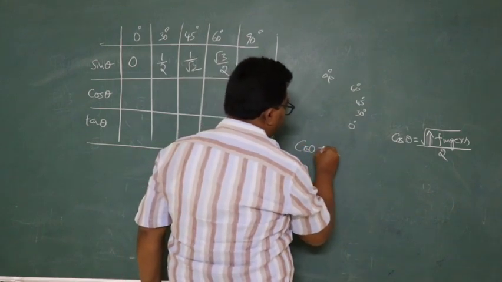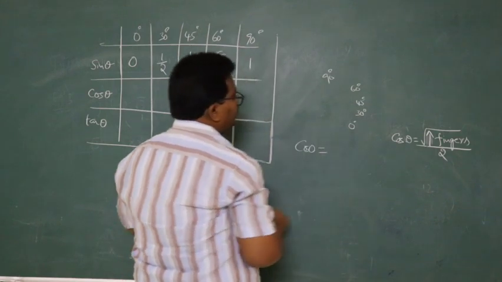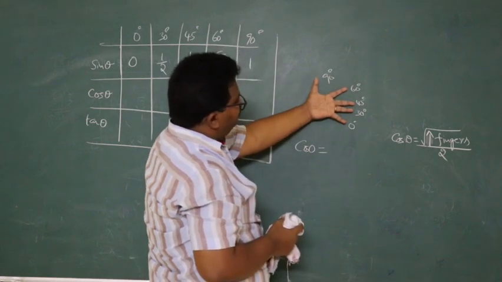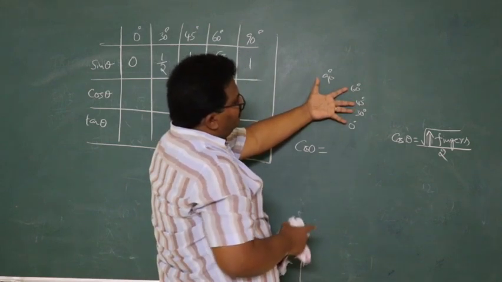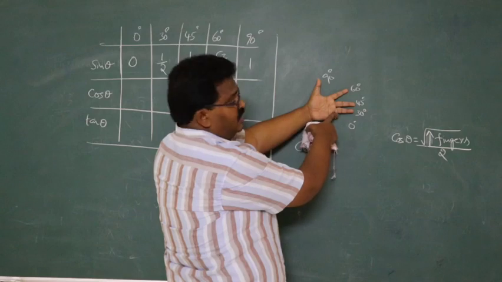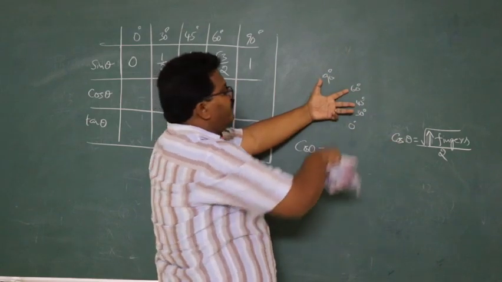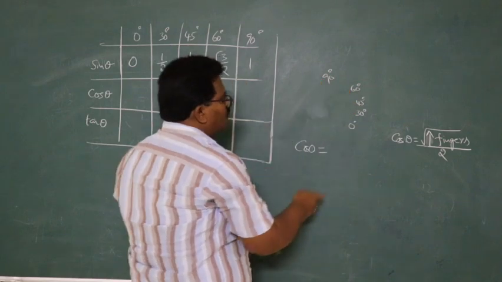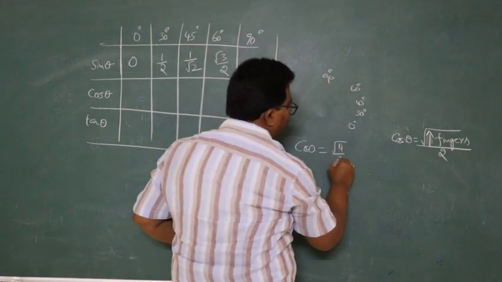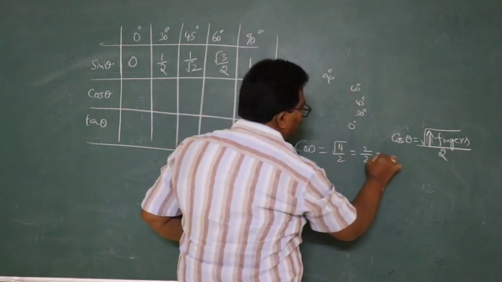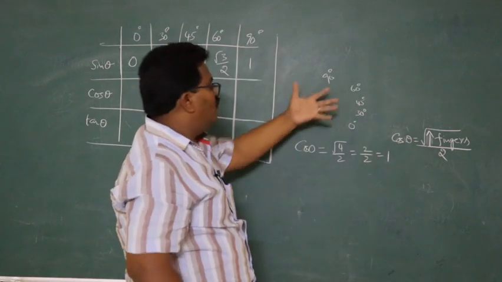cos 0. Put the same, but here we have to fold the fingers like this. So here we count the above fingers, the upside fingers. How many are there? 4. Root 4 by 2, that is 2 by 2. So cos 0 is 1.